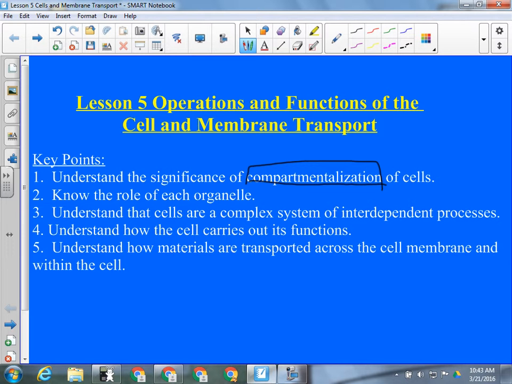Right? Know the role of each organelle. So, if I give you a quiz, sometimes I'll ask, tell me what this structure is. Sometimes I'll ask, what is the function of structure 2? Okay, so you got to know both.